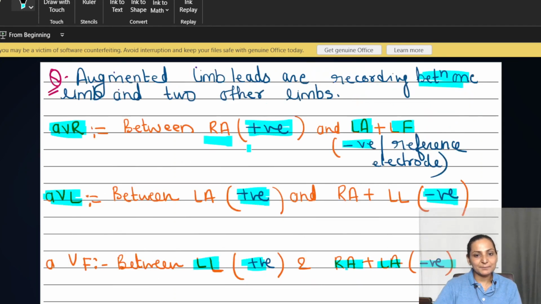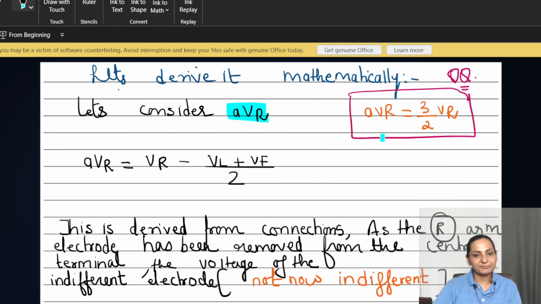ऐसे ही पढ़ा ना हमने, अभी क्या पढ़ा था, right arm and the other two which will become negative. So AVR is VR minus the remaining two, the left arm and the left leg. This is derived from the connections because the right electrode has been removed from the central terminal. Didn't I show you the right arm which was removed from the central terminal, right? The voltage of the indifferent electrode.